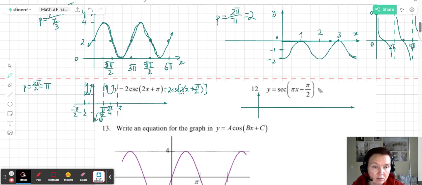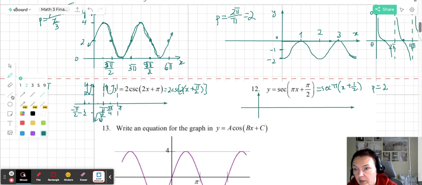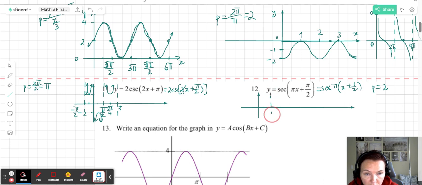For the secant, same thing. I'm factoring out pi, so I have x plus 1/2. The period is now going to be 2 pi divided by pi, so it's just going to be 2. All right, and then secant is 1 over cosine, and cosine would have been equal to 0 at pi over 2, which means that with our adjustment of period, it's going to be at 0, 1, 2, and so on. That's where our asymptotes are going to go.